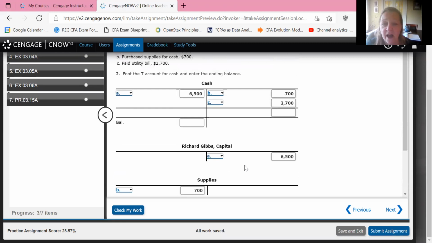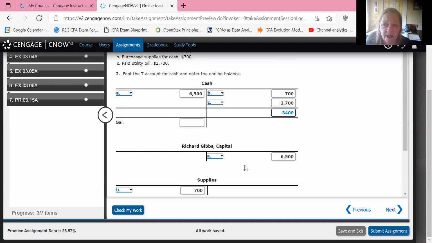But if you have an account that has multiple transactions on one side, most people like to subtotal what happened on that side. So here we have a subtotal on the cash account on the credits, which would be $3,400. And then there's only one entry on the left side, so you don't have to put $6,500 down again. What you need to do though is say, what is the ending balance of cash?